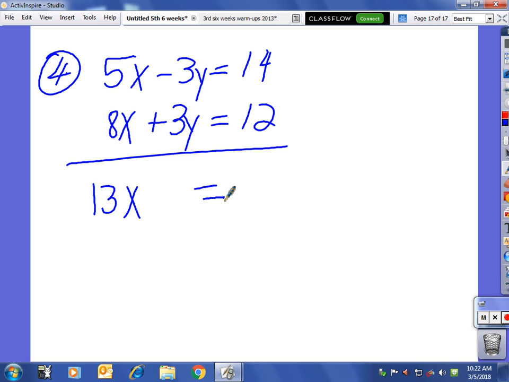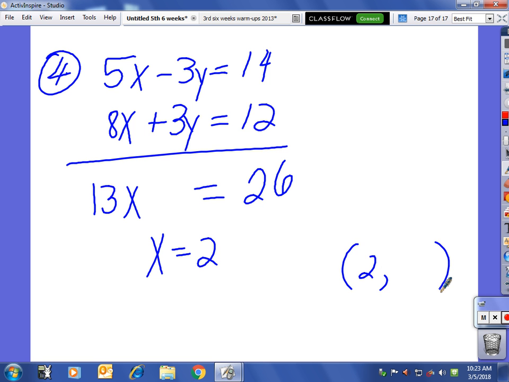Alright, for my x's, I'm getting 13x equals 26. So at least the x value was a nice whole number, right? So I have half of my answer. Now, pick an equation and put a 2 in for x. The bottom looks nicer to you guys?